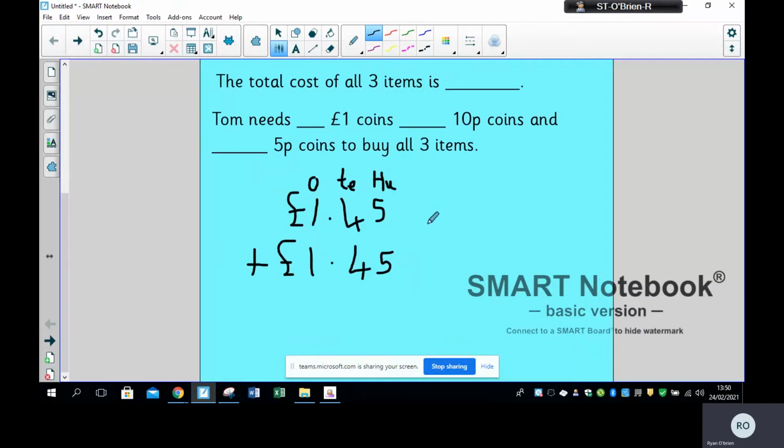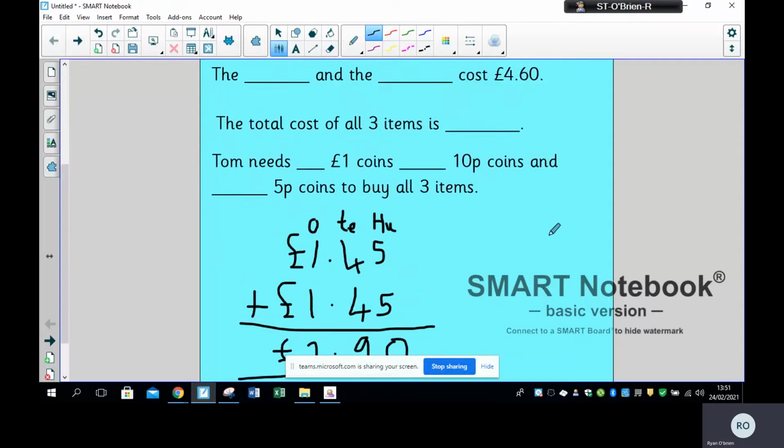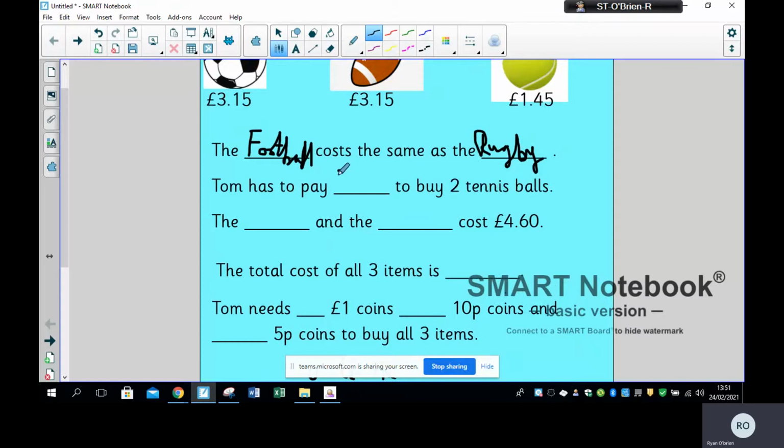5 add 5, draw my parallel lines. 5 add 5 I know is 10. 4 tenths add 4 tenths are 8 tenths, add another tenth, 9 tenths. Decimal point, £1 add £1, £2, so £2.90. I could have partitioned that as well, but I've done the column method for that one. So Tom has to pay £2.90 to buy two tennis balls.